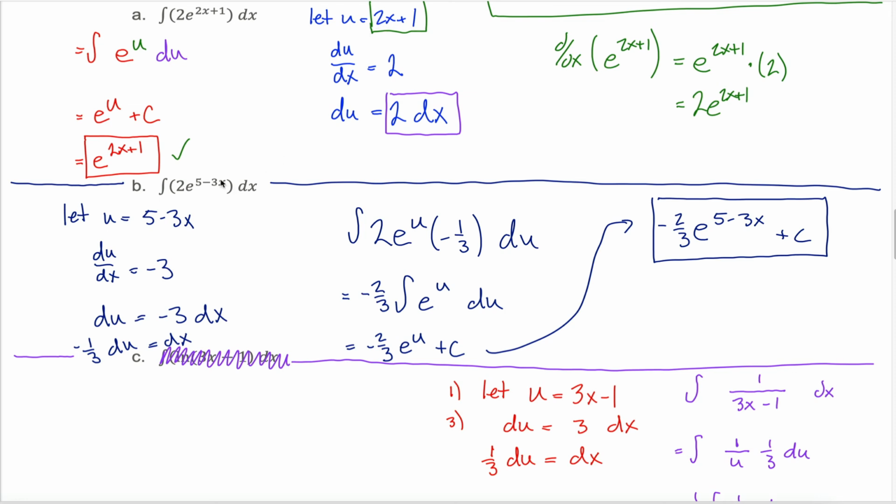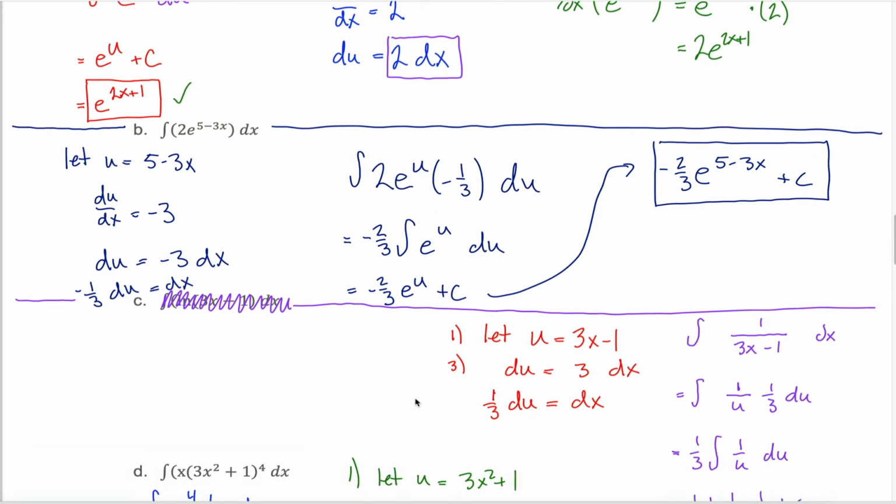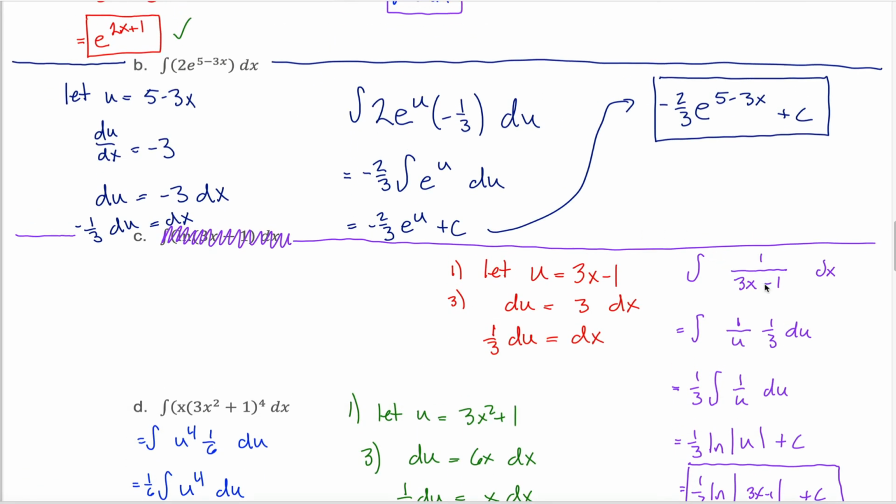2x plus 1 is linear, 5 minus 3x is linear, 3x minus 1 is linear. In both A, B, and C, I was able to do a substitution that got rid of all of the x's and left me with something that I could take the antiderivative of by doing a linear substitution. And linear substitutions work out really nicely for the du part.